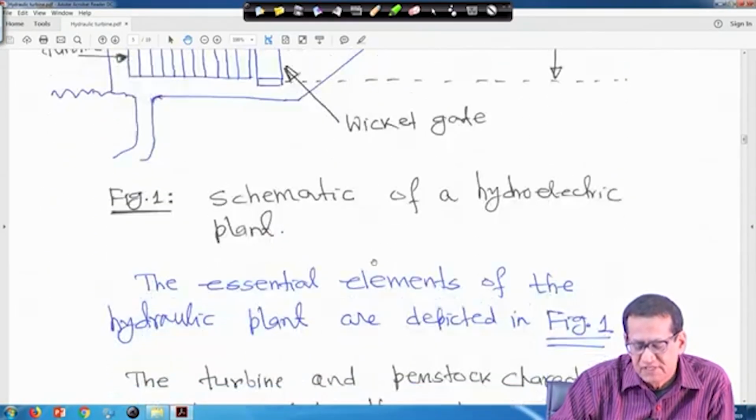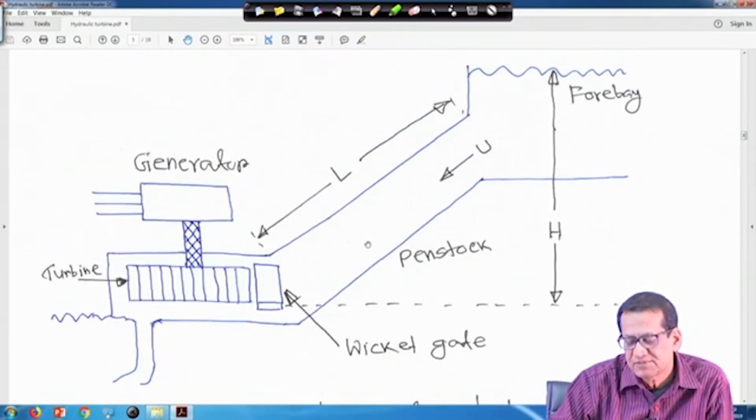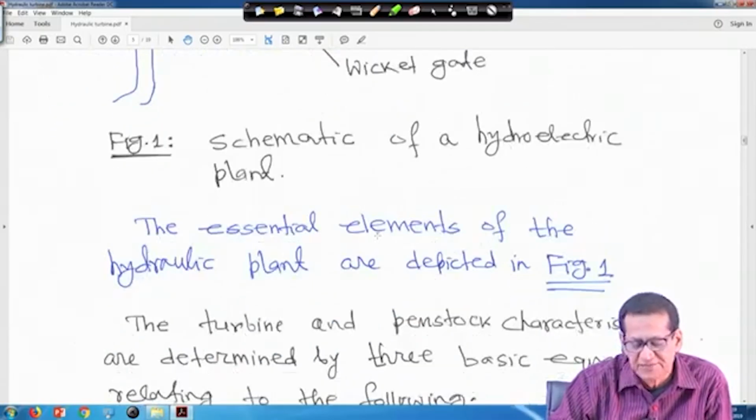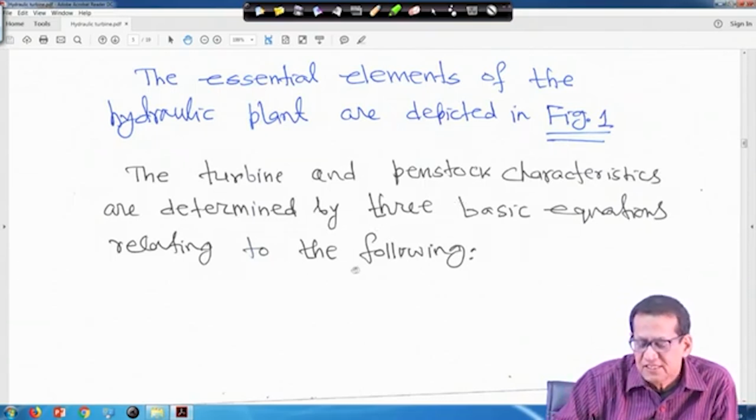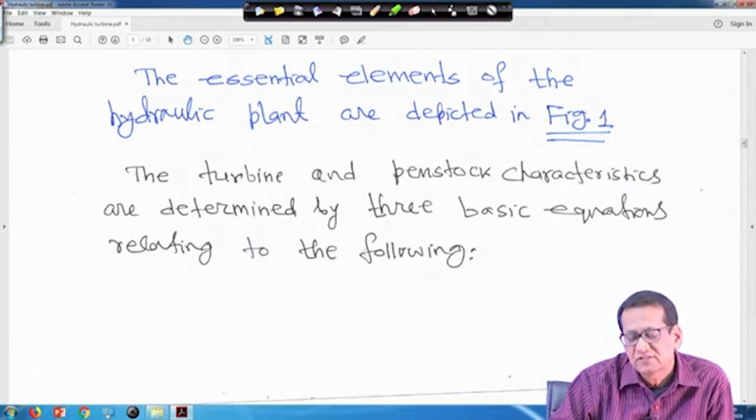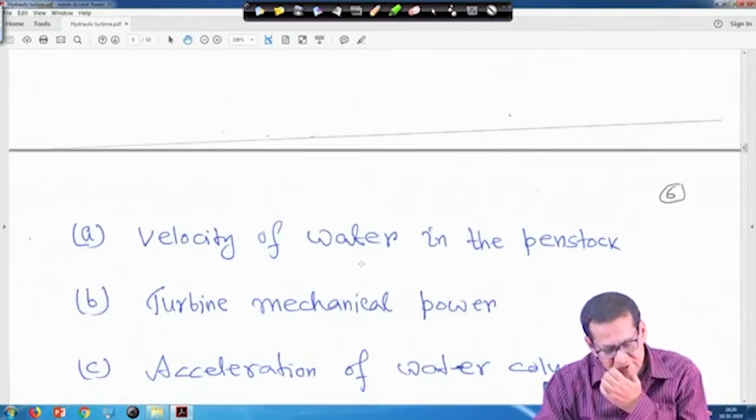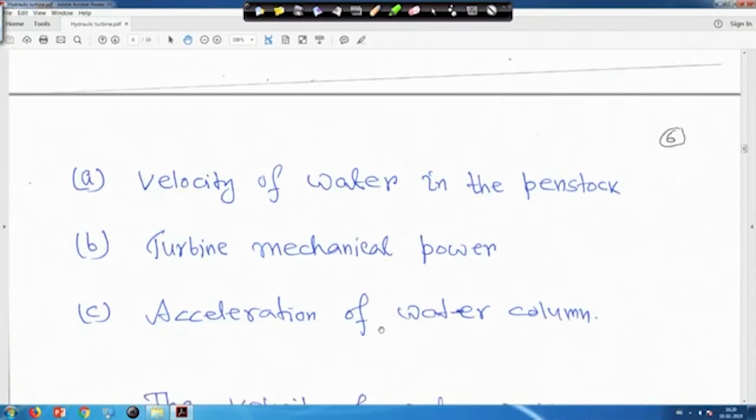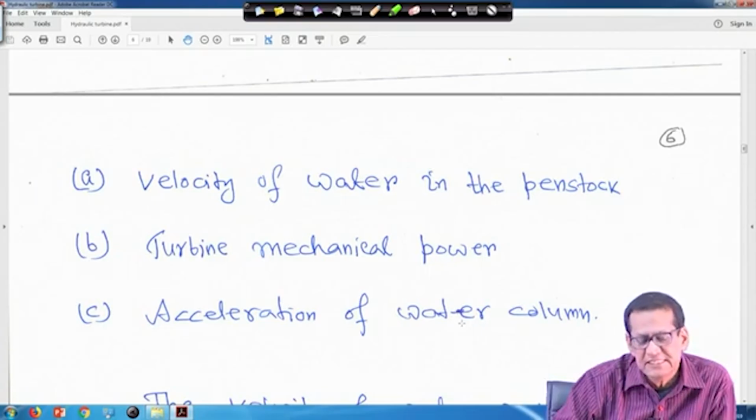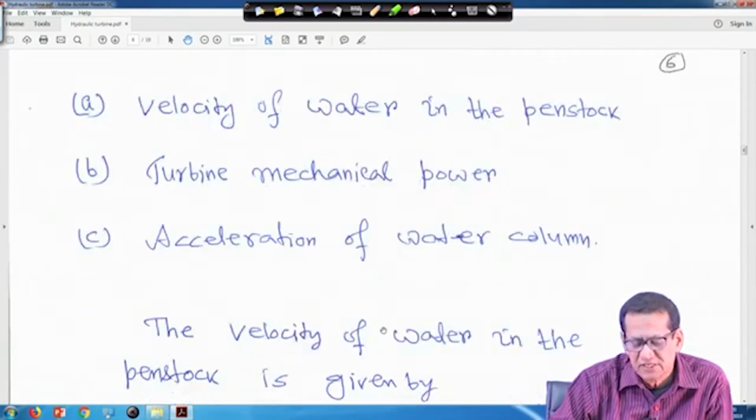Now, the essential elements of the hydraulic plant are depicted in figure 1. So, this is figure 1, everything is given, right. Turbine and penstock characteristics are determined by 3 basic equations relating to the following, right. Basically, 3 basic equations: velocity of water in the penstock, turbine mechanical power and acceleration of water column, right.